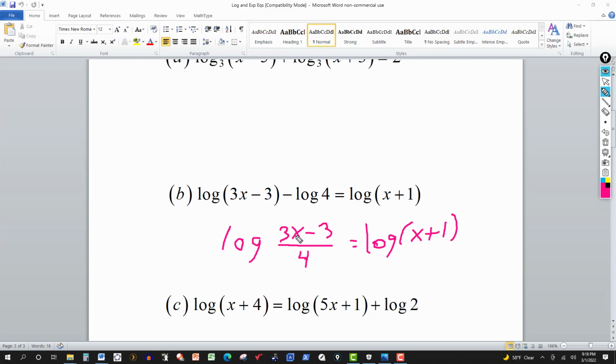So I have the log of something equals the log of something. That means these two things have to be the same. Always going to be the same. So I'm going to come back up here and say that means that 3x minus 3 over 4 has to equal x plus 1.